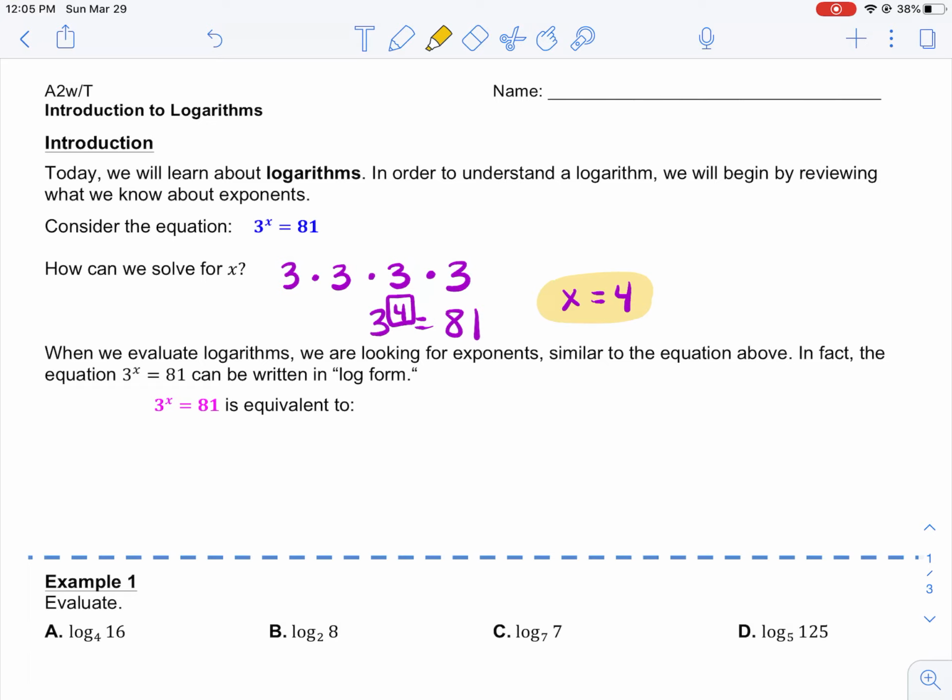Now, when we write and evaluate logarithms, we're doing something very similar to the problem we just did. So 3 to the x equals 81 is equivalent to writing log base 3 of 81 equals x. So the point I'm trying to make here is that when we evaluate logs, we are looking for exponents.